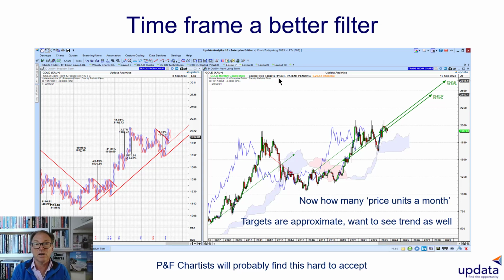I've got a unit size of 1%, and it's saying 2,400, 2,600, and it's giving me a time, by the way, when I look back on the chart here, 2829. So 2028, 2029. So don't get too excited about these. Now, this is the thing. You see a target on a point and figure chart and you go, oh, wow, that's exciting. But there's no idea of how long it would take.